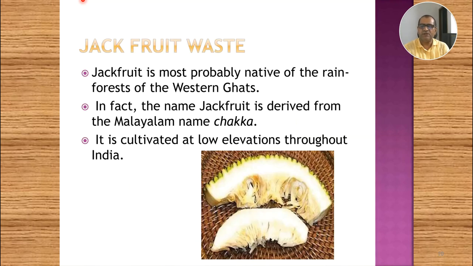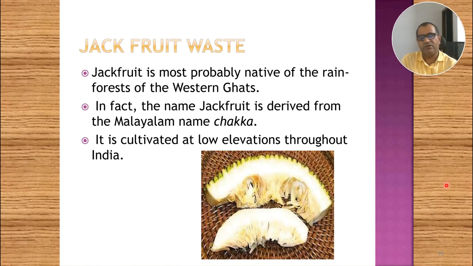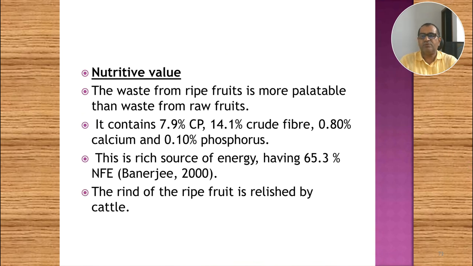And another thing is the jackfruit waste. So, in entire Karnataka, jackfruit is available to the highest extent, and it is a very common source of human food, especially in Western Ghats, starting from Uttara Kannada, Shivamogga, everywhere this plant is very common, and everyone knows about this particular plant. So it's cultivated in low elevation throughout India. The Malayalam name is Chakka, and in Kannada it's called Halasu. So this can be used as an unconventional source of feed.